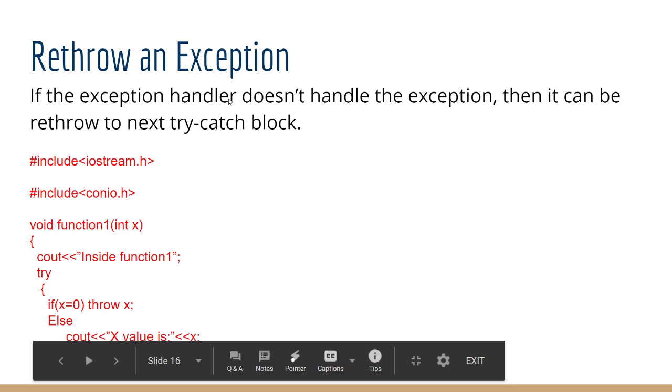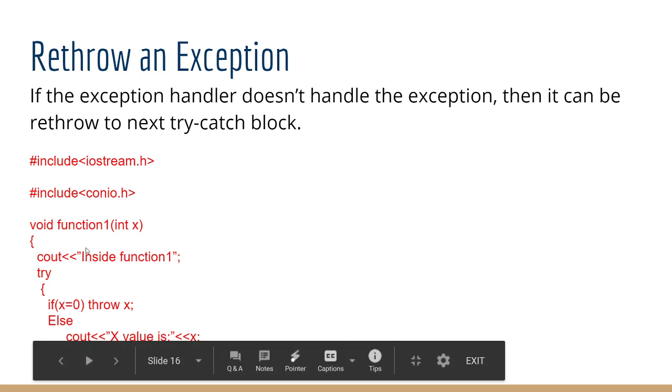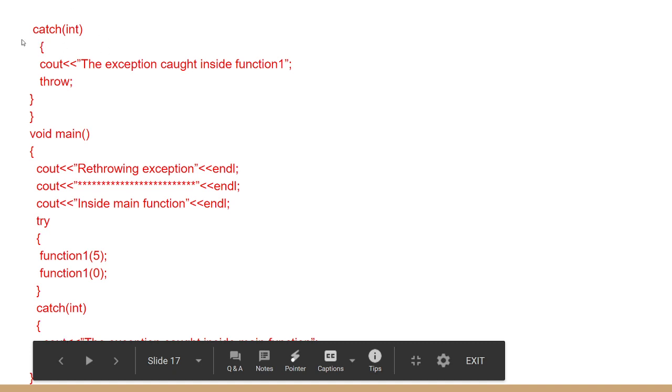So what is rethrowing an exception? If the exception handler does not handle the exception, then it can rethrow it to the next try catch block. Here I have given the example code, void function 1 with int x. So I'm getting a value for x. If x equals 0, throw x. So that will be caught by the catch block.